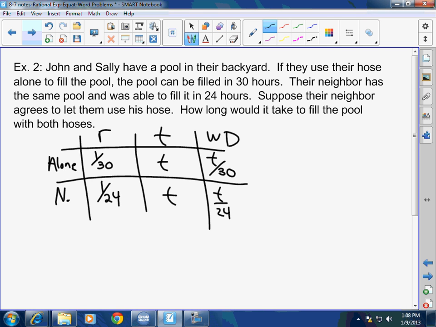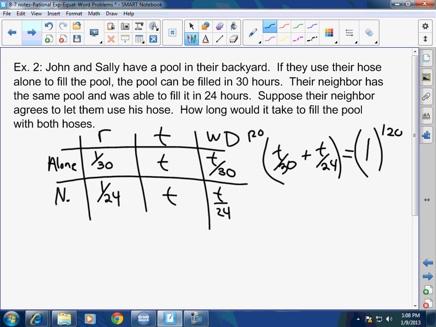What is the time that will take to fill the pool when we use both of them together? Well, T over 30 plus the neighbor's T over 24. How long will that take to create one complete job? Yes. That's what I'm talking about. Good job, guys. I would say, what, 240 is the LCD? I'm just thinking that off the top of my head, right? 240? Or would it be 120? It'd be 120, right? Yeah. 120 would be easier. So I'm going to multiply 120 to everything.